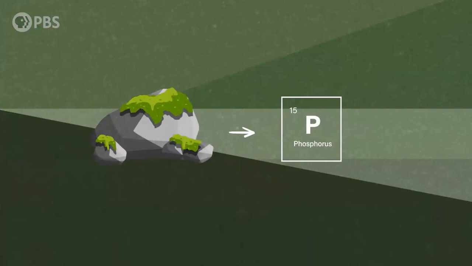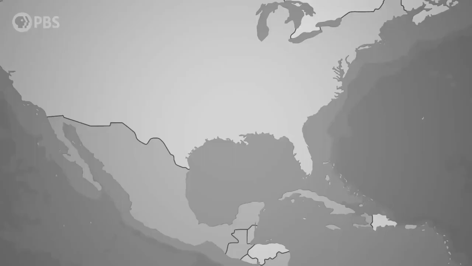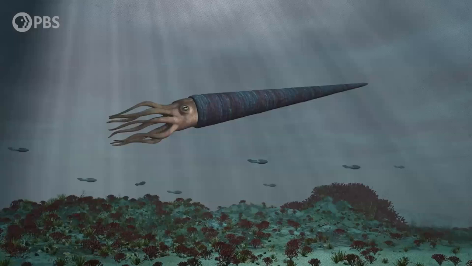Once it's freed from the rocks, the phosphorus gets washed away by rainfall, traveling over landscapes and eventually flowing into the ocean. And geologists have found evidence of this very phenomenon in the deep past. In rock formations in modern-day New Mexico and Texas, they found phosphorus in deposits dating to the late Ordovician, when the American Southwest was underwater and just as plants were getting a foothold on the land. And those ancient deposits doomed animal life in the ocean.